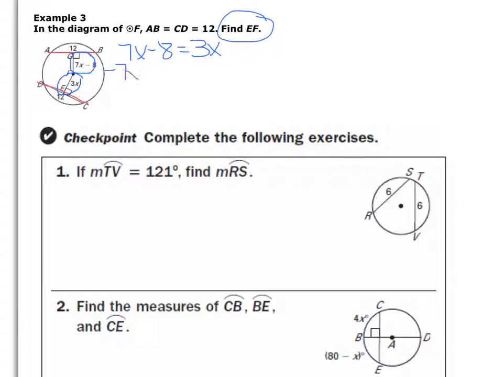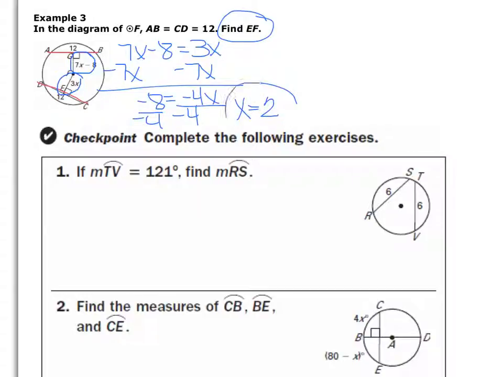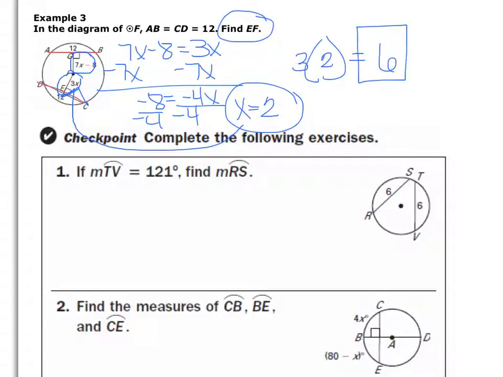So if we solve for x and subtract 7x from each side, then divide by -4, our x is 2, and we can take this and plug it back in here because we have to find the length of EF. So 3 times 2 is going to give you 6 as the length of EF.